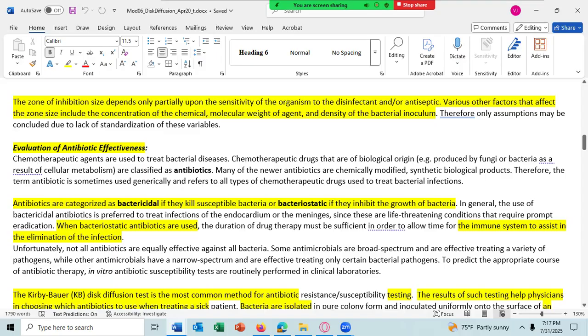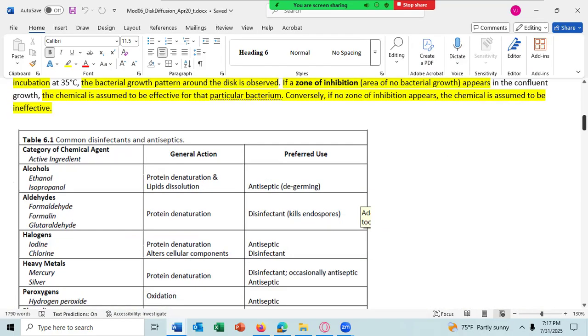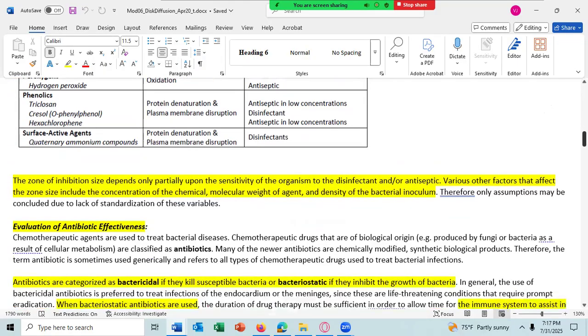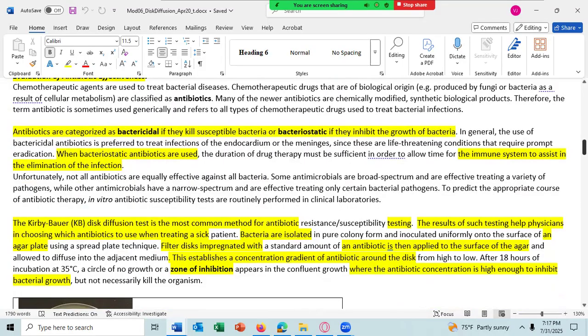All right. The Kirby-Bauer disk diffusion method, which is sometimes called just the disk diffusion method, is a method that Kirby and Bauer invented to test for antibiotics. And it's a very good antibiotic test system. The results of such testing help physicians choose which antibiotic to use when treating a sick patient. The bacteria are isolated from the patient.